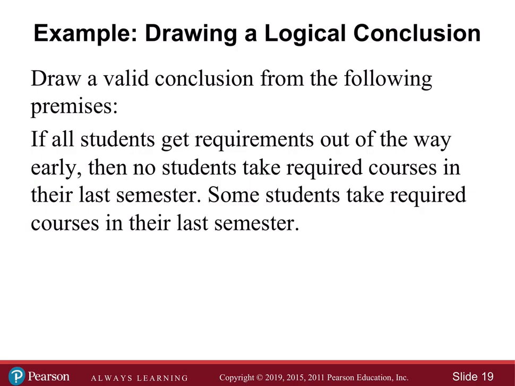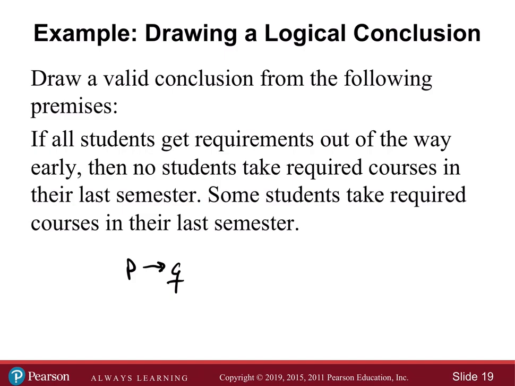Drawing a logical conclusion. Draw a valid conclusion from the following premise. If all students get requirements out of the way early, then no student takes required courses in their last semester. Some students take required courses in their last semester, so then what can we conclude? Okay. Let's see. If all students get requirements out of the way early, then no students take required courses in their last semester. So that looks like a P implies Q, right? P is going to be all students get the requirements out of the way early. And then Q is no student takes required courses in their last semester.